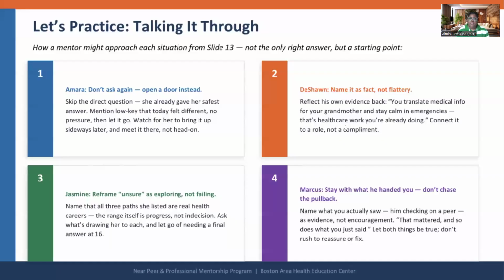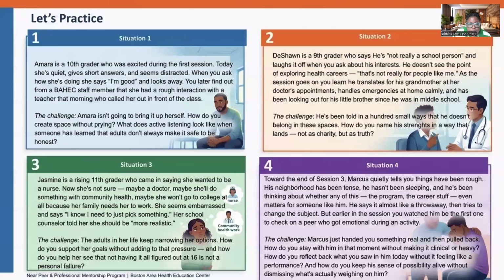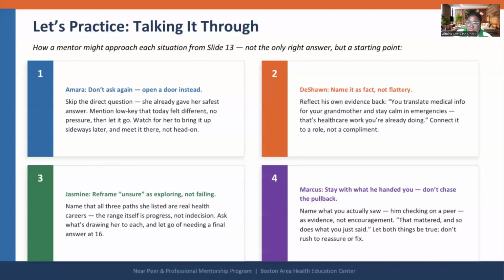Okay, so let's talk through it. So for Amara, don't ask her again. Open the door instead, right? Skip the direct question. So in Amara's situation, recall that she had a terrible interaction with the facilitator of that session that morning, right? So don't ask her again, oh, what happened with the teacher?